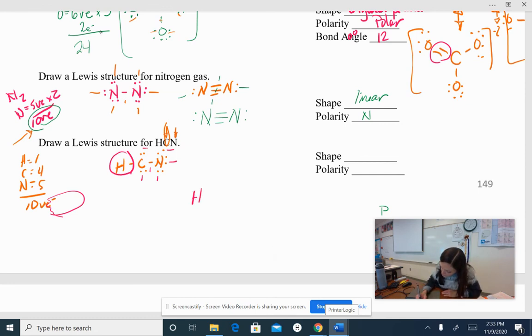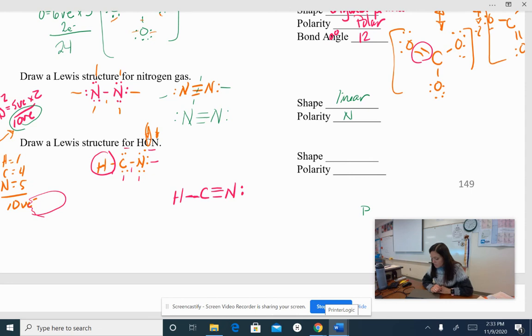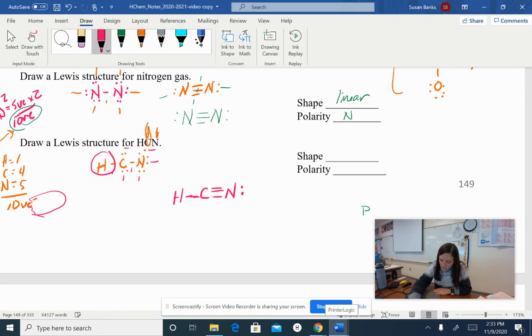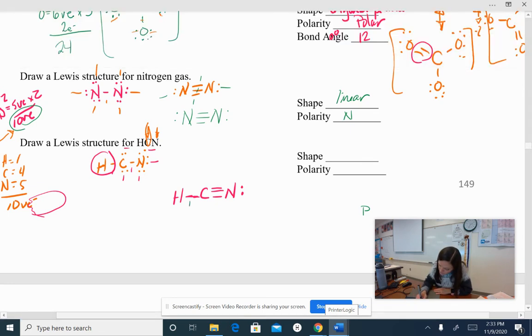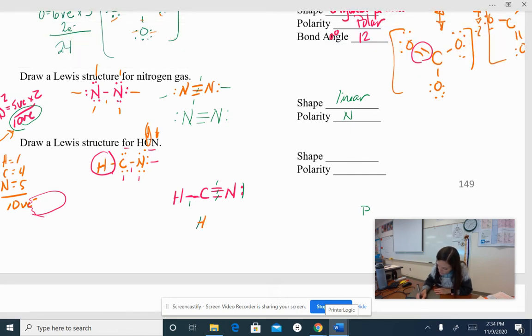So I'm going to put in a triple bond between carbon and nitrogen. So the hydrogen's satisfied. The nitrogen has 2, 4, 6 electrons already, so it needs a lone pair. Carbon already has 4 bonds on it, so it has access to 8 electrons, so it is done. So let's count how many electrons I have used. I have used 2, 4, 6, 8, 10 electrons. So I am done. This is the structure. So hydrogen, single bond to the carbon, and then carbon triple bond to the nitrogen.